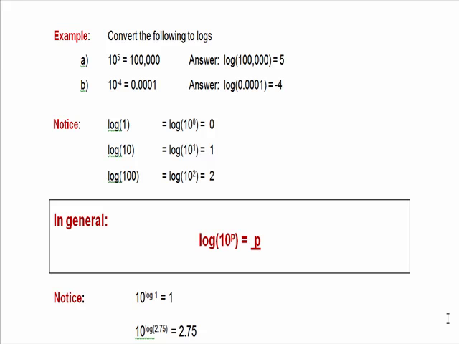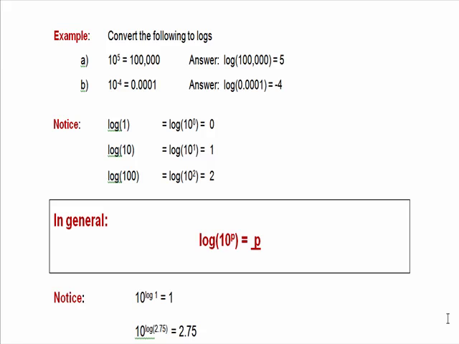And then my second example is 10 to the negative 4, so that's 0.0001. And so if I convert that, that would give me the log, and then remember it's the common log, so it's base 10. And then I know that the exponent is negative 4, so that goes on the other side of the equation. So I get log of 0.0001 is equal to negative 4.